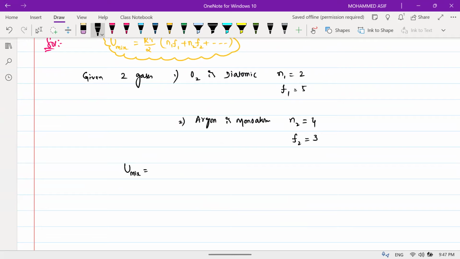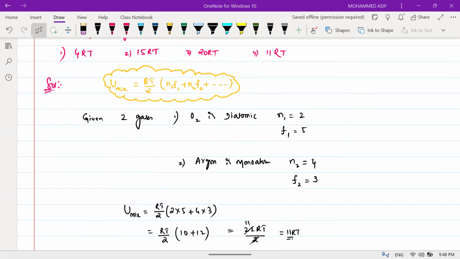Internal energy of the mixture will be equal to RT divided by 2 into, first one 2 into 5, plus 4 into 3. So simplify. RT divided by 2 into 2 fives are 10 plus 4 threes are 12. This will be equal to 22 RT divided by 2. 2 ones, 2 elevens. So it becomes 11 times RT. This is your answer. Did you understand? Am I clear? So the answer is 11 times RT.